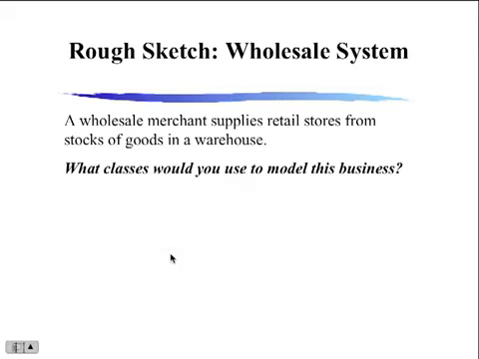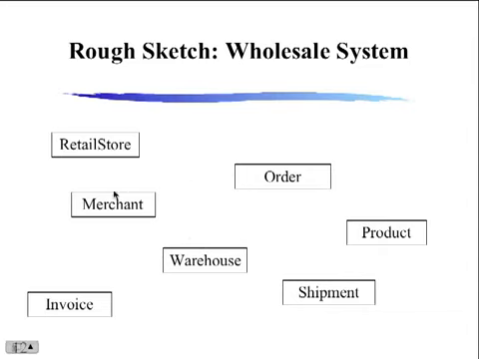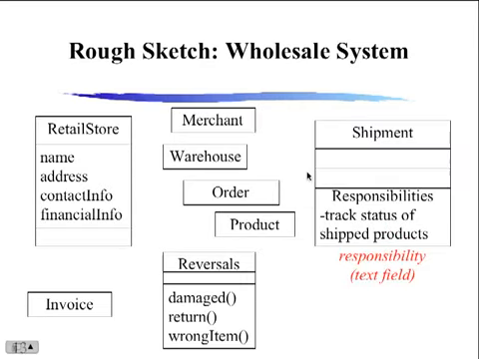Wholesale, merchant, supplies. We end up with a bunch of nouns that we pulled out of there: retail store, merchant, order. And then we can look at it and say, well, retail store, what information, what states would we have for the retail store? And we could start filling in the boxes essentially, and decide how we're going to locate them on the screen. This changed a little bit in terms of the order. We can reorganize and say, well, retail store, we only know there's going to be a name, an address, contact, financial information.